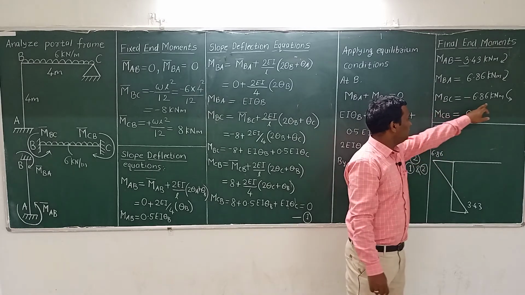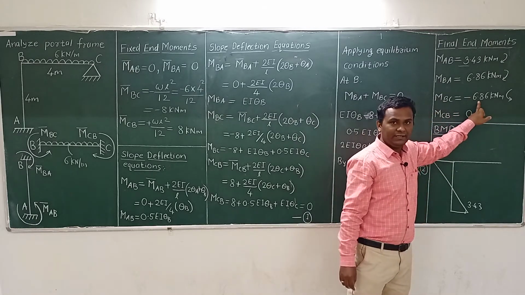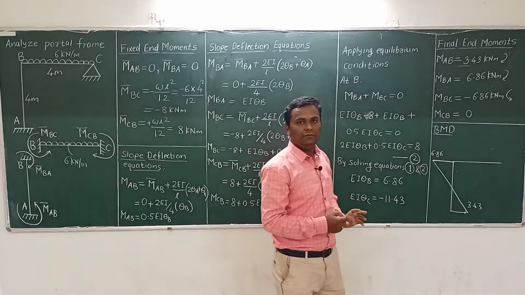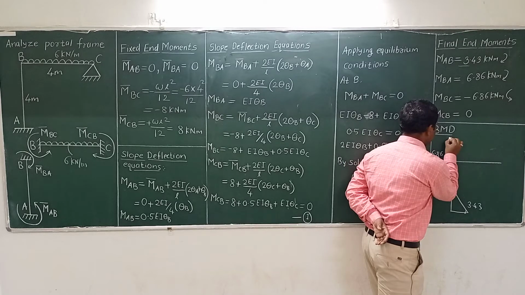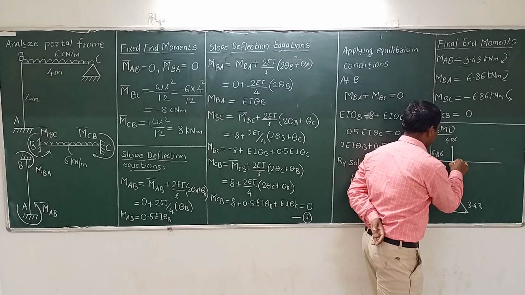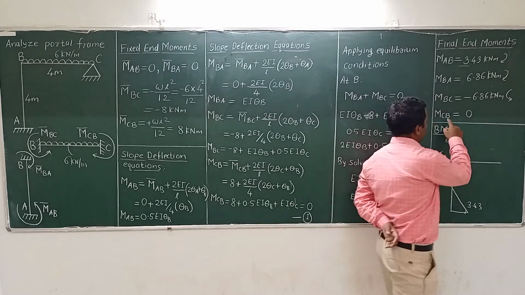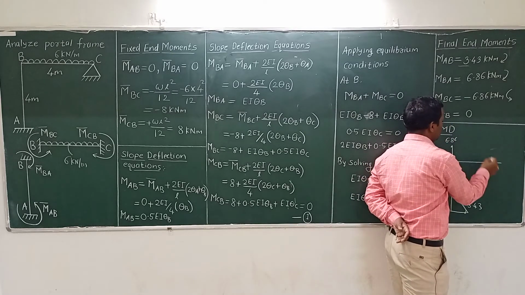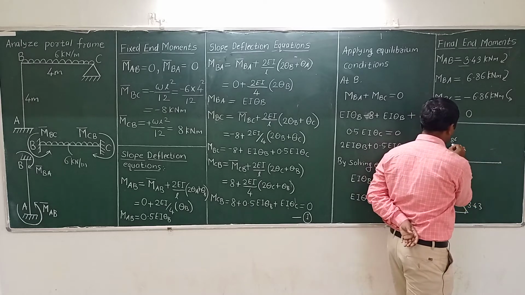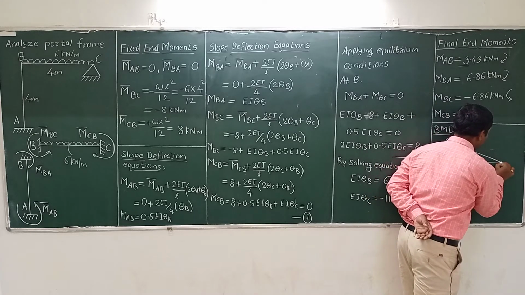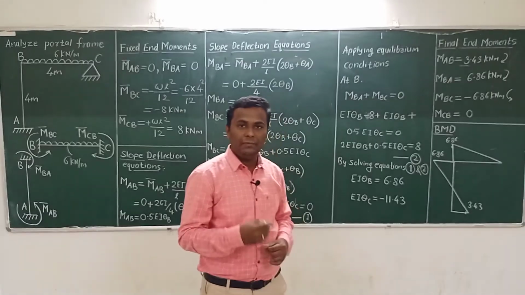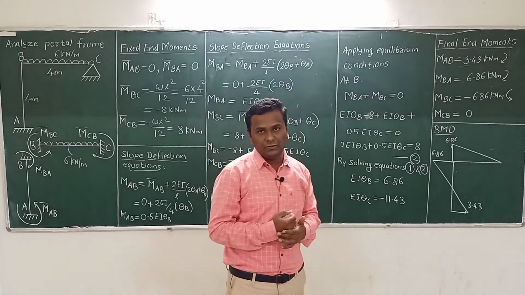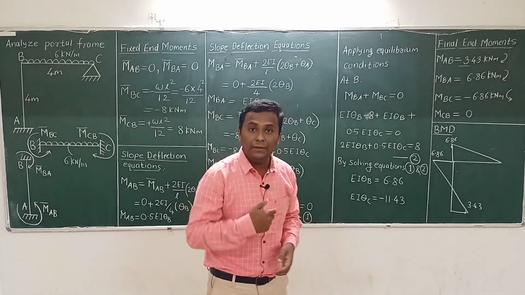And next for BC, because of this anti-clockwise moment, that is 6.86, the respective bending moment will be again hogging in nature. So as per our sign convention, again I am showing hogging bending outside this frame. So 6.86, and the end moment at point C is 0, so the respective bending moment will be 0. Again we have to join it. So this is the bending moment diagram because of the end moments only.